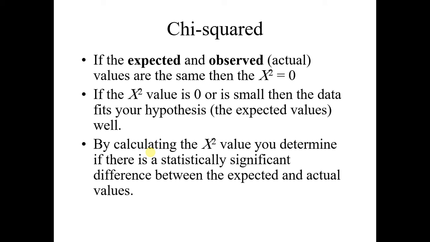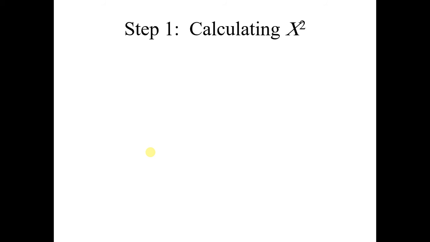So by calculating the chi-square value, we are determining if there is a significant difference between expected and actual values. And so that's the key here. Chi-square tells us if there's a significant difference between what we expected to happen and what actually happened from observation.